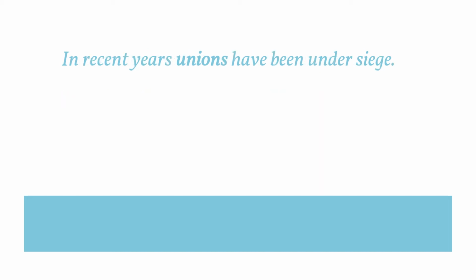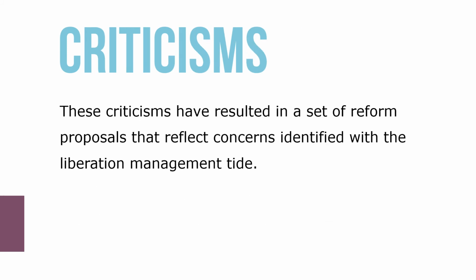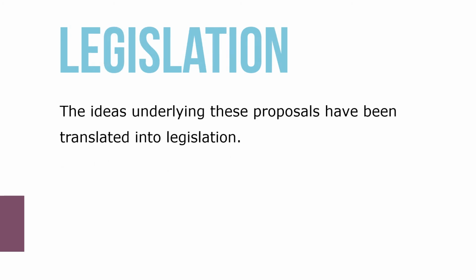In recent years, unions have been under siege. Conservative reformers have criticized traditional labor-management relations, including collective bargaining, contending that bargaining is an obstacle to solving the state and local budget crises caused by the 2008 recession. These criticisms have resulted in a set of reform proposals that reflect concerns identified with the liberation management tide. The ideas underlying these proposals have been translated into legislation.